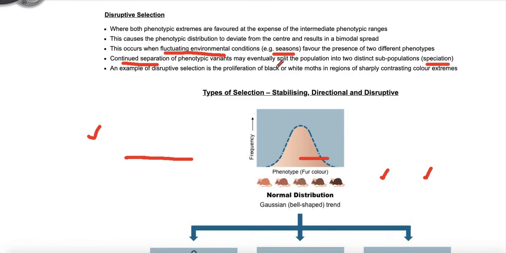Now, if these phenotypes continue to separate over time, that might lead to speciation, which is the rise of new species. So the proliferation of black and white moths could also be an example of disruptive selection if you happen to have the moths living at the same time in a particular environment that has both types of environments, right? That would select for the black or the white moths.